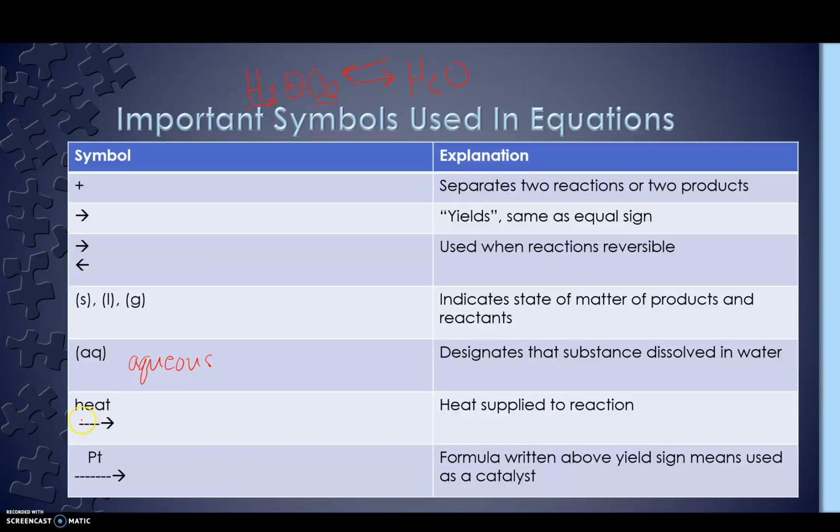If you have an arrow with heat above it, that just means you supplied heat to it. And then if you have some sort of formula or an element written above the arrow, that means that this is the catalyst. So again, you get that back at the end because it's not actually part of the equation, it's just there to speed it up.